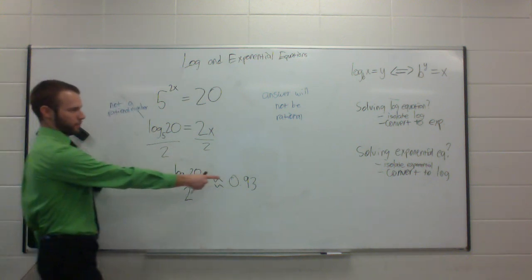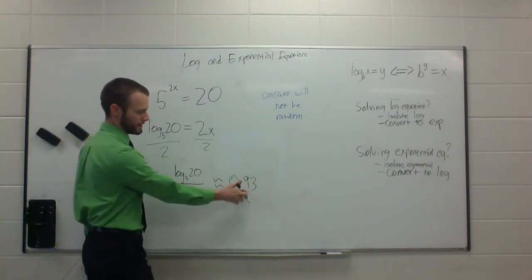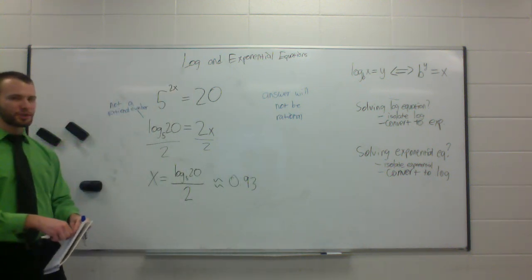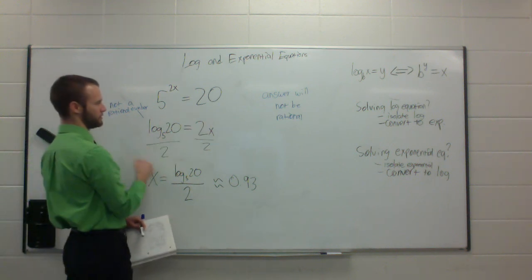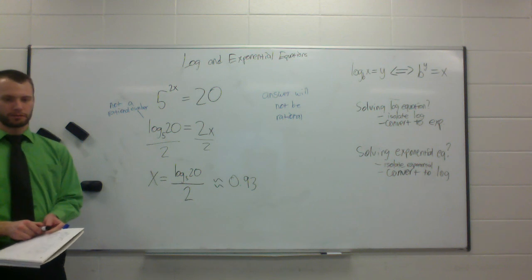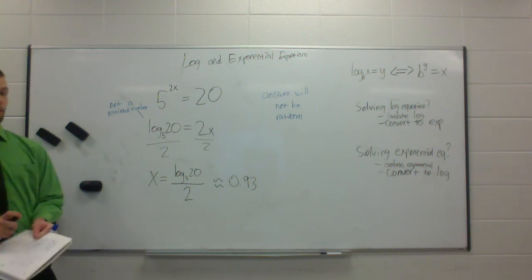So the answer is not a whole number, like I said, or not even a rational number. This decimal goes on forever. But you still solve it the same way. We convert it to exponential, and then we divide it by 2. Okay, that's going to be it for the log and exponential equations notes for now.